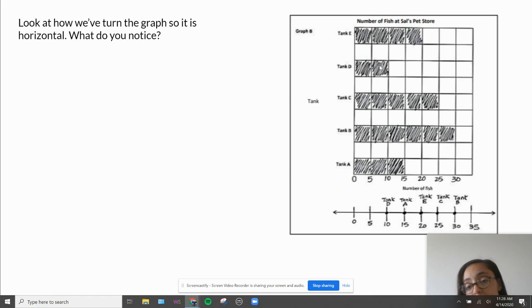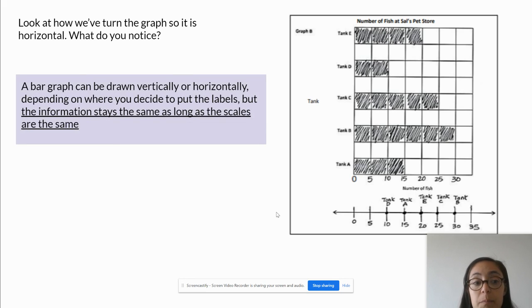This is the same bar graph, but flipped to the side, and we have now turned it. So looking at our side length, we still have our tanks over here, and our numbers that we're counting by, the number of fish, it still is the same. And we've also added in our number line with a chart of tank A, tank D, tank E, C, and B. So we know that a bar graph can be drawn vertically, like in the first slide where it goes up and down, or horizontally, like this one right over here, depending on where you put the labels.